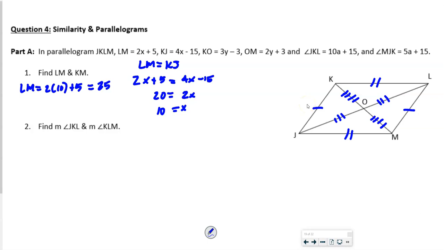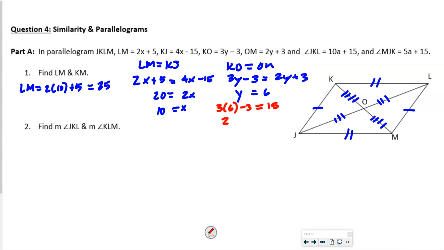Then we're going to do the KO and the OM. Those are parts of a diagonal, and they bisect each other, so they're equal. So we're going to say KO equals OM. Same process, right? So we're going to do 3y minus 3 equals 2y plus 3. Subtract 2y from both sides, that gives me y. Add 3 to both sides, that gives me 6. So now I'm going to find KM, which would be the whole thing, right? Just to double check my work here, I could do 3 times 6 minus 3, that's 18 minus 3 is 15.